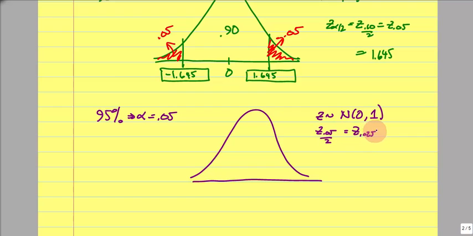So this is Z sub 0.025. My mean is 0. I have 95% of my area. That means I have 5% of the area left to distribute between two tails. And so that's this 0.025 value in my upper tail and then my lower tail. Well, this is all symmetric, so once I find one, I know the other.